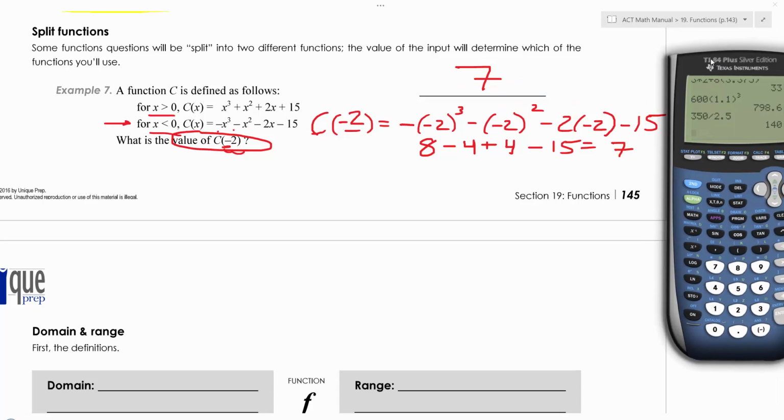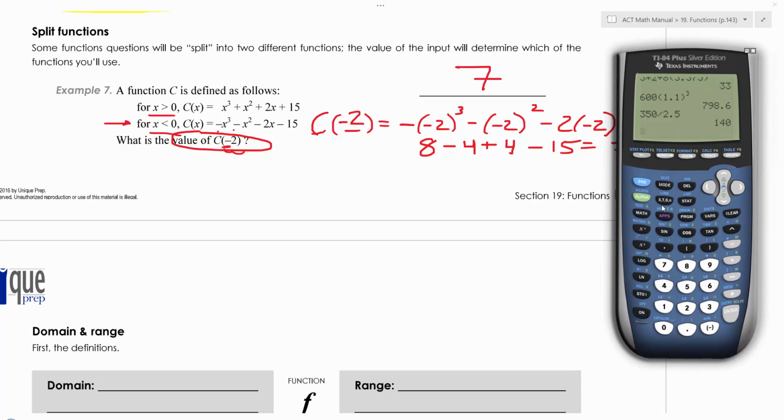Now, if we do this in the calculator, we're going to use that store function. We're going to do -2, we're going to hit store, and we're going to put it in this X key. And then what I'm going to do is I'm just going to type in this function exactly as it appears. I'm not going to change anything. So I have a negative, then the X, then a cube, and then I am subtracting an X squared, and then I am subtracting a 2X, and then I am subtracting a 15.